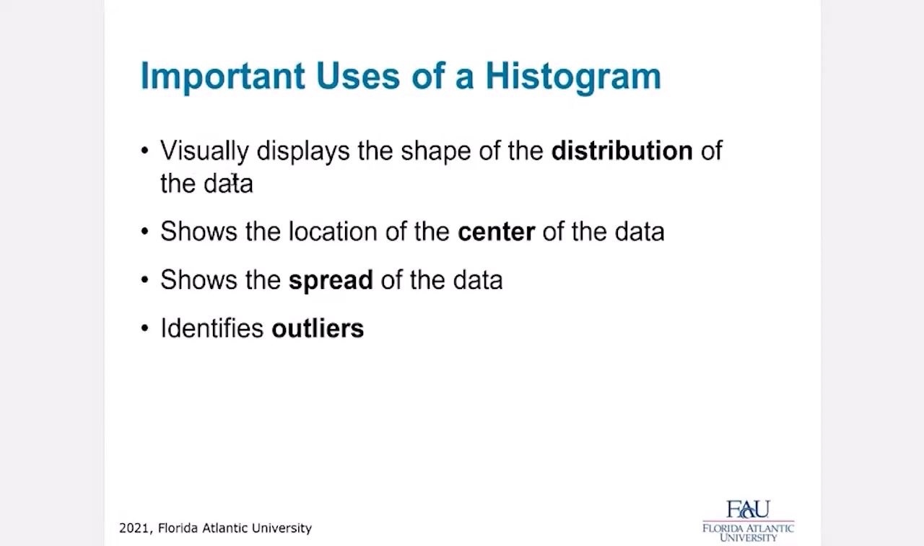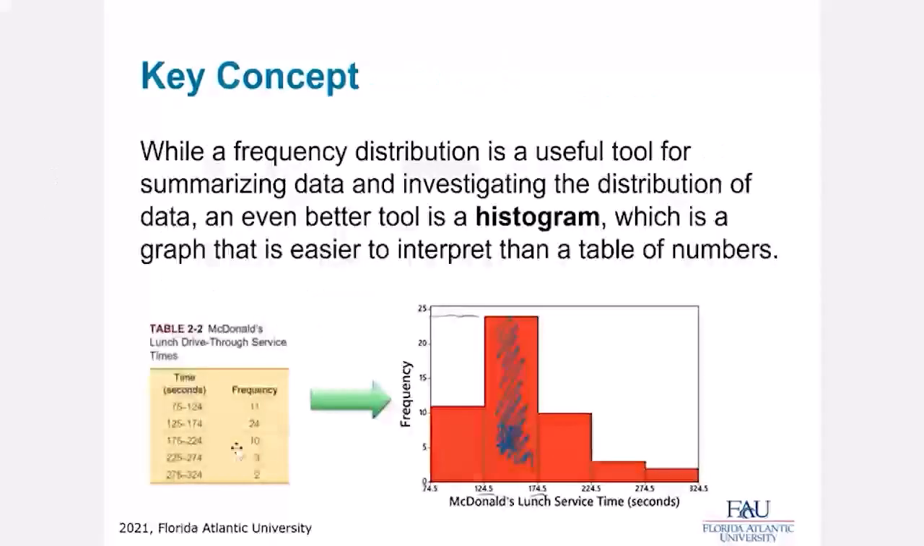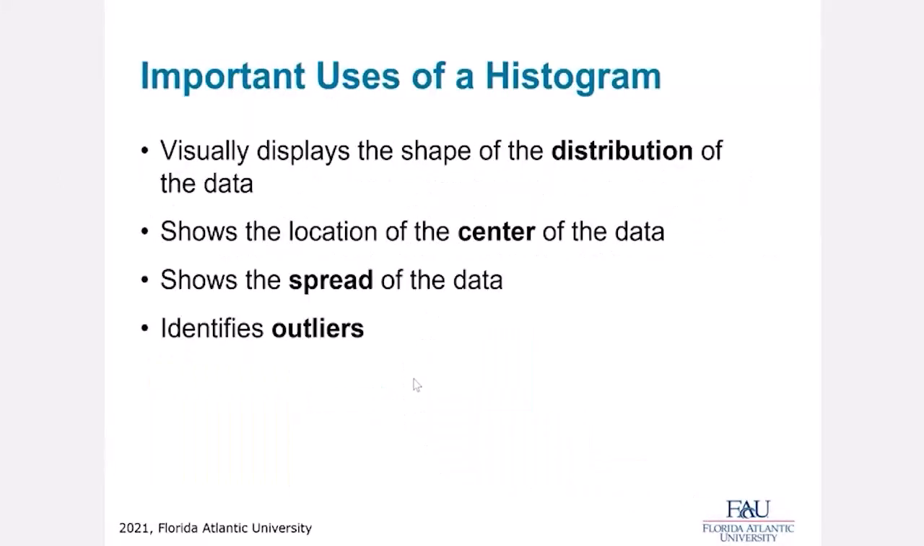Important uses of a histogram: visually, I can display the shape of the distribution of the data, and we'll learn more about what the shapes mean. I can show the location of the center of the data. I can show the spread of the data, how it's spread out, and any outliers. Outliers are, say, everybody who goes through the McDonald's line takes between 75 and 324 seconds, and then we find there's somebody who took 2,000 seconds. Well, that would be an outlier. That's not normal. That would not be something that would normally happen, but we can find it using a histogram.